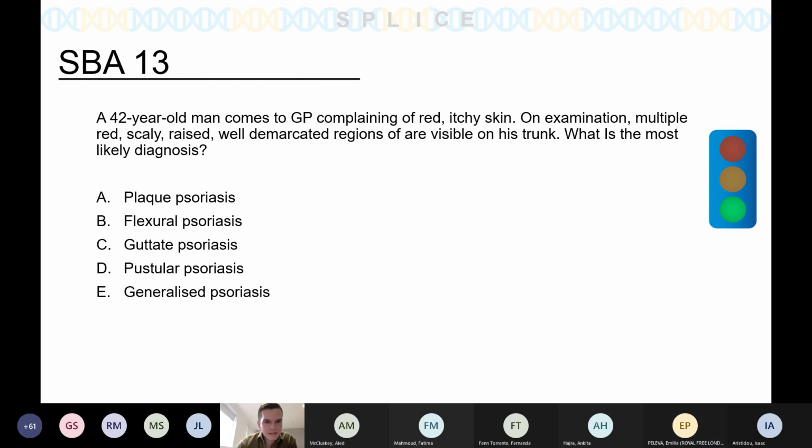Another SBA. Oh, sorry, this grammatically doesn't make sense. I should have reread it when I was writing it. We'll say well-demarcated regions of disease. We'll call it that. Regions of disease are visible. We'll give you a bit longer on this one.